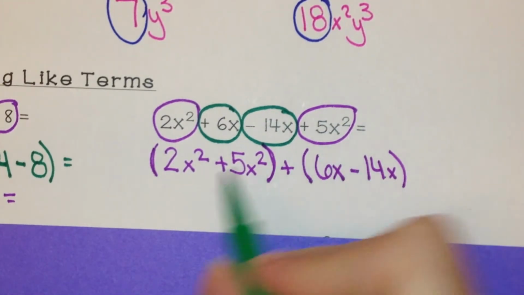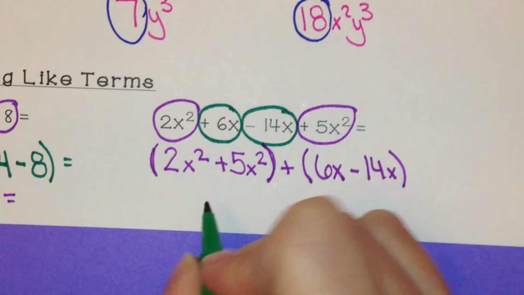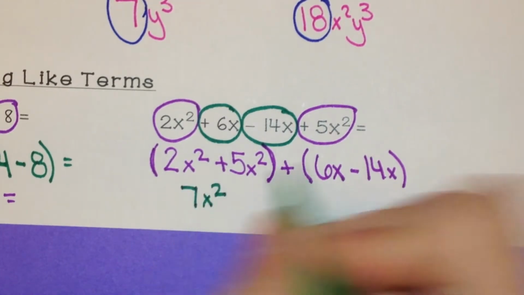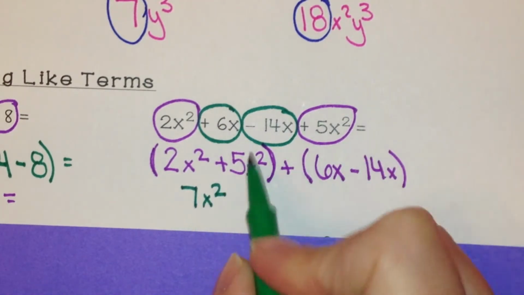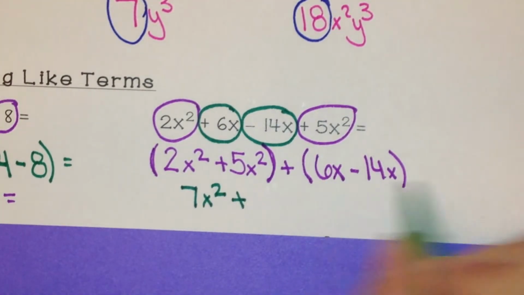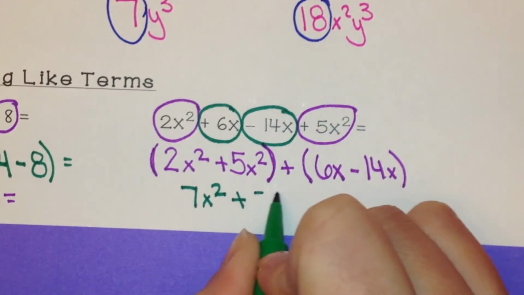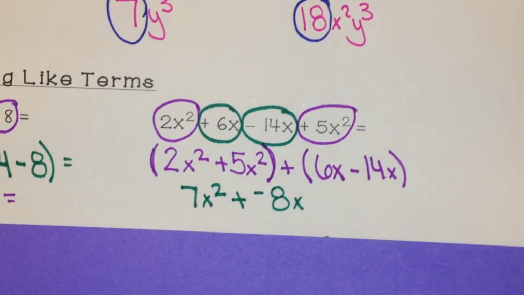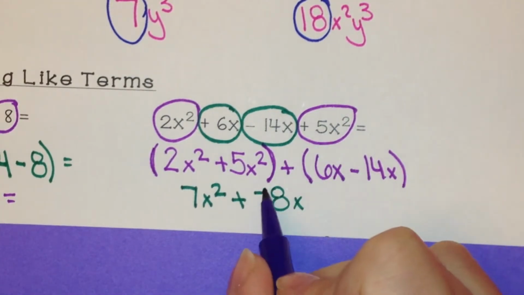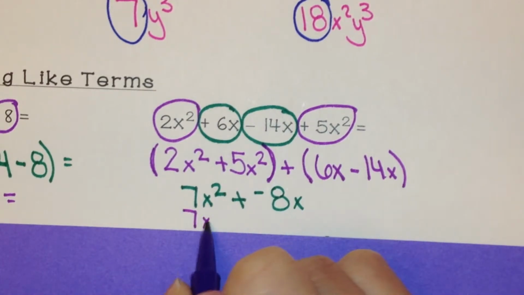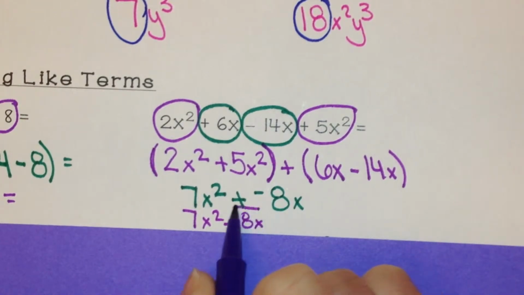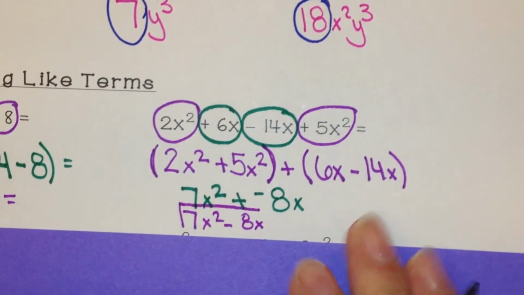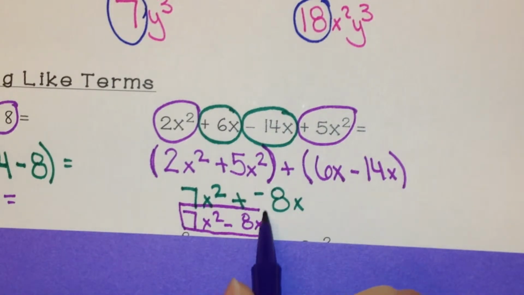All right, so we have 2x squared plus 5x squared gives me 7x squared. Again, just add the coefficients. 2 plus 5 is 7, and we're talking about x squared. Plus 6x minus 14x leaves us with negative 8x. Again, if I want to reduce this, get it as simple as possible, I'm going to make this so it is 7x squared minus 8x. Either of these answers will work, but I like to have as few positive and negatives in there so I don't get confused.